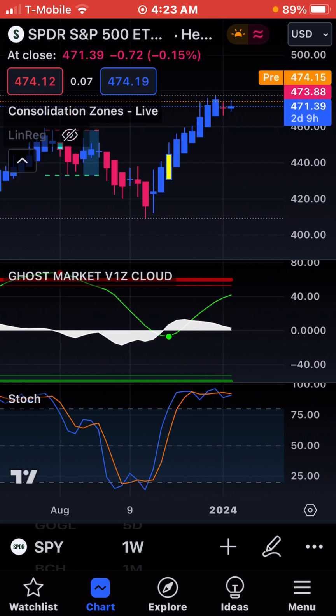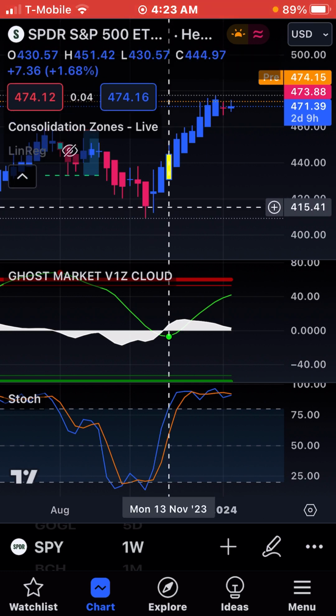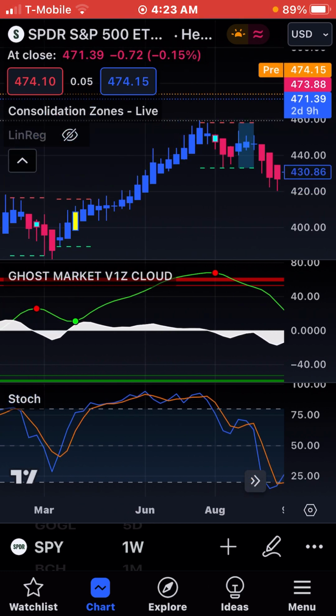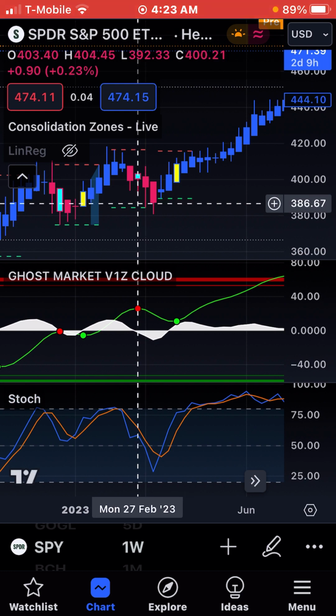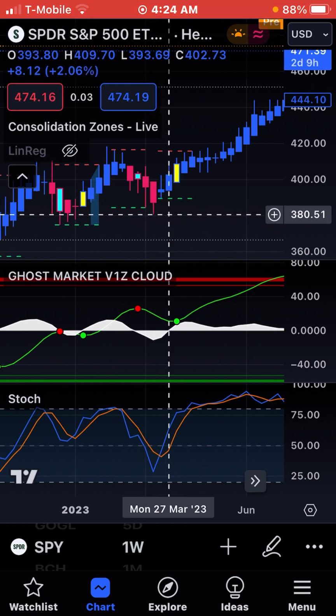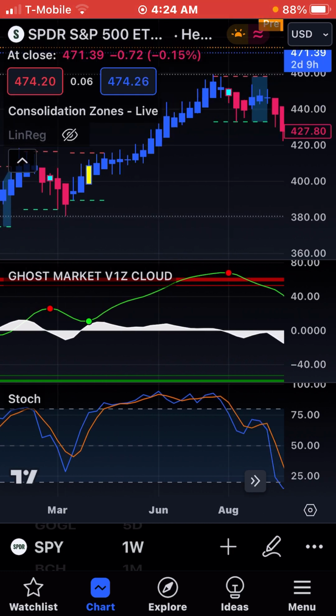If it's going up, you want to look for a green dot close to when it's going up. And if it's going down, you want to see a red dot with it going down, and a green dot with it going up. That's what you look for.